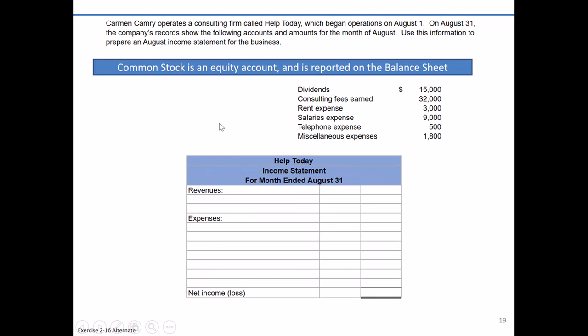So much shorter list, but we're not done. Dividends, last and not least, is reported directly on the statement of retained earnings. Keep in mind, it's not a revenue, it's not an expense. A lot of people confuse it with an expense. It's not necessarily a cost of doing business, it's a withdrawal to our stockholders. So that's reflected directly on the statement of retained earnings. So we're going to remove it.